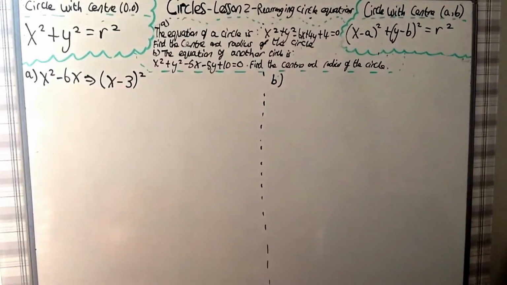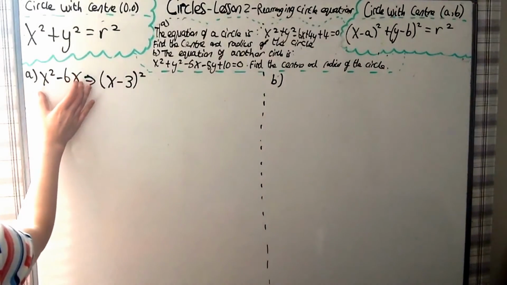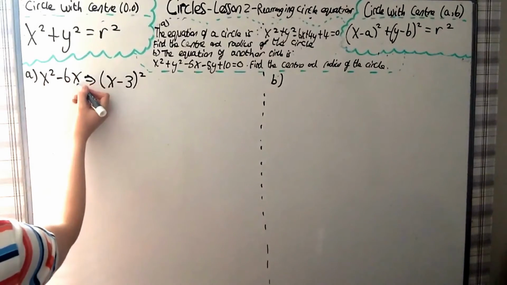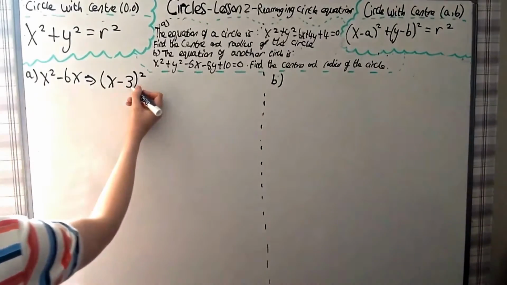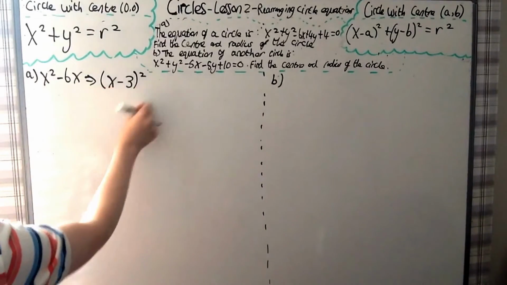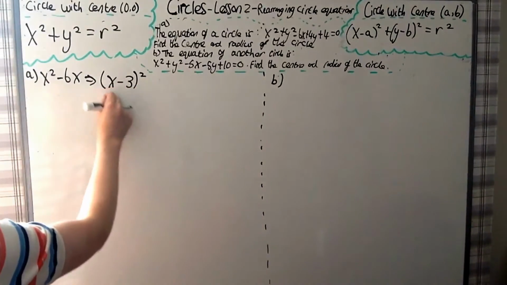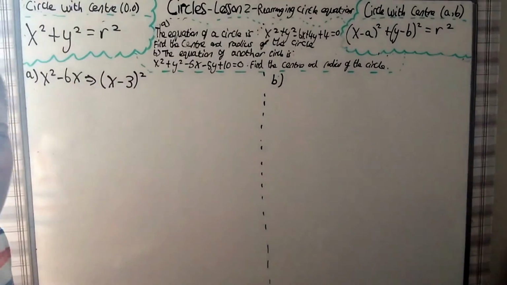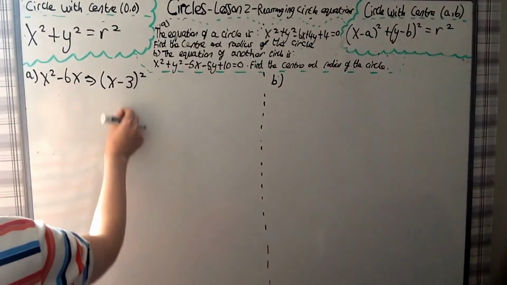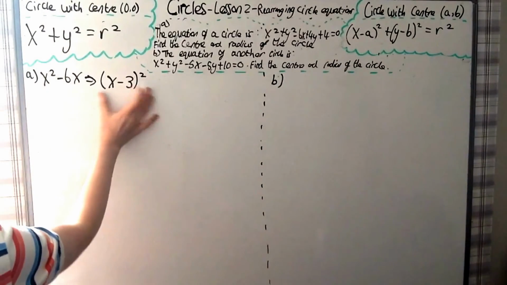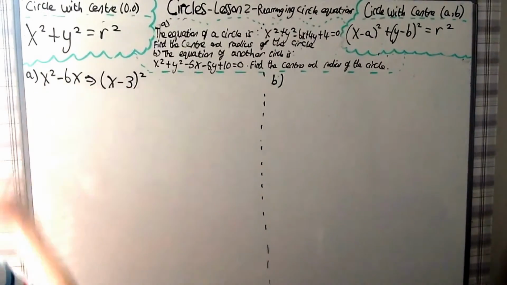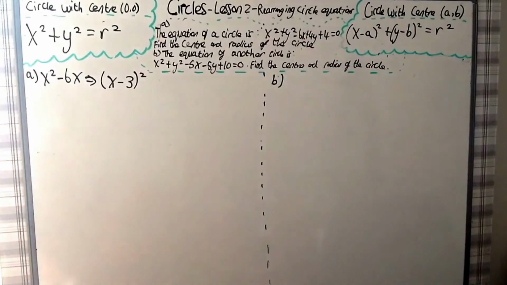The next thing we do is look at what we've just completed the square with. We don't have a constant; this is just the x terms. So when we expand this, what do we get? We get x times x, that's x squared, minus 3x is indeed minus 6x, but we also get minus 3 times minus 3, which is positive 9. So we get 9 when we expand this, and there's no 9 here. So we've actually created a 9 from nowhere, effectively.